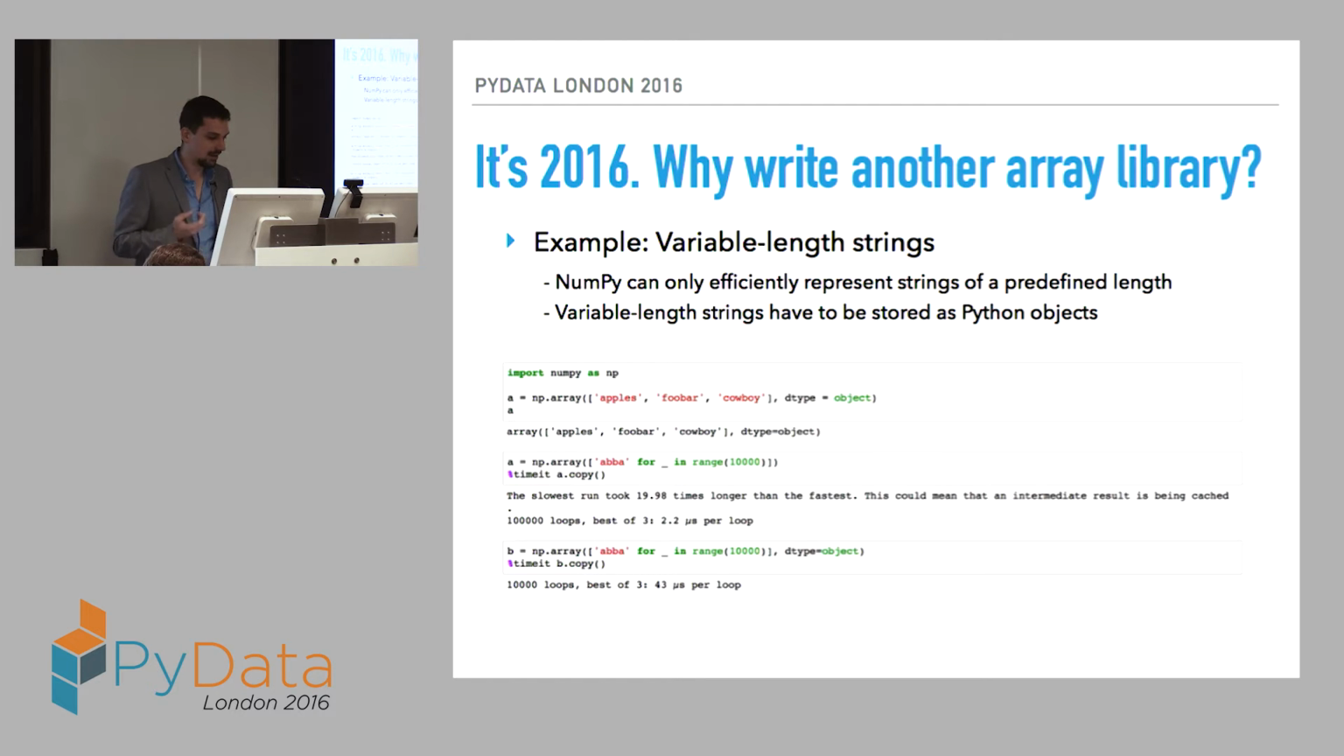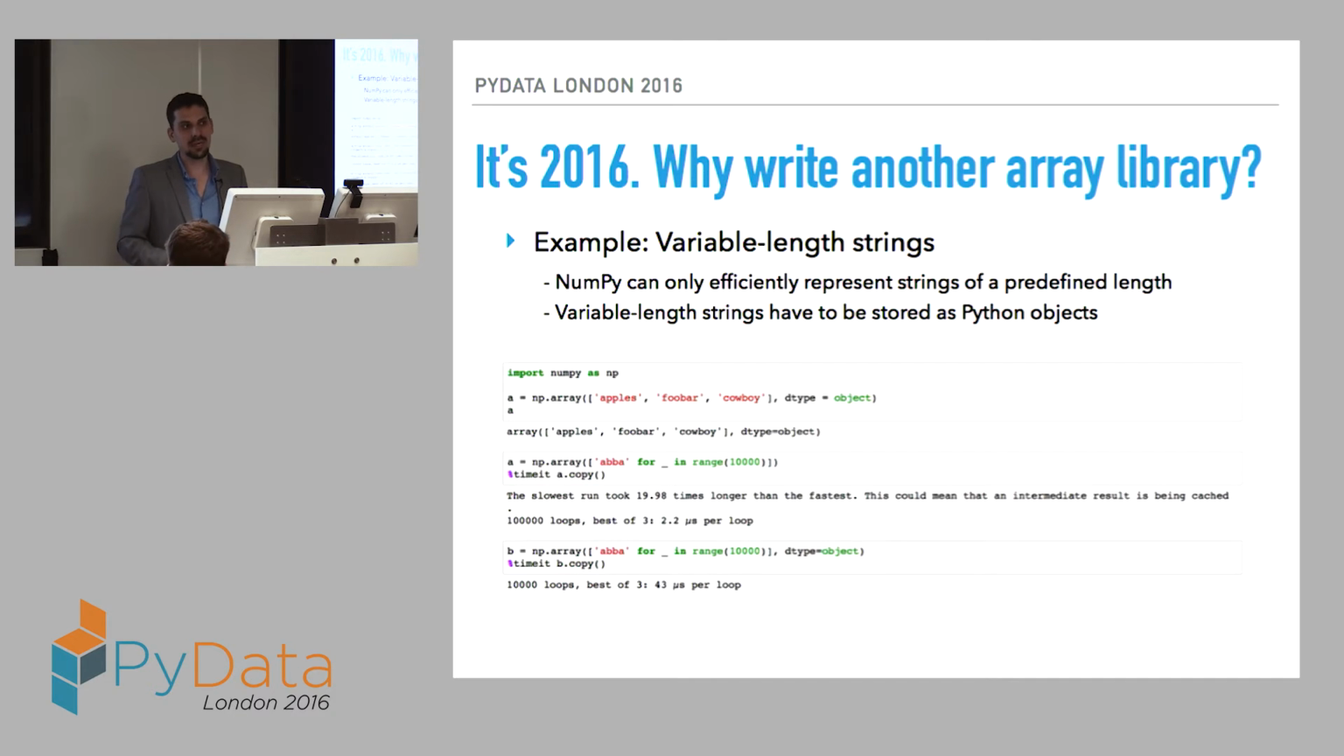An example here I've shown is, suppose I have an array of strings of say length 4, and I create it using the NumPy string size 4 dtype, and I do a copy of that. That takes 2 microseconds per loop. If I try and do it with variable length strings and just do a copy, it takes 40 microseconds per loop. So you're getting like a factor of 20 slowdown just trying to use variable length strings in NumPy. That shouldn't be the case.